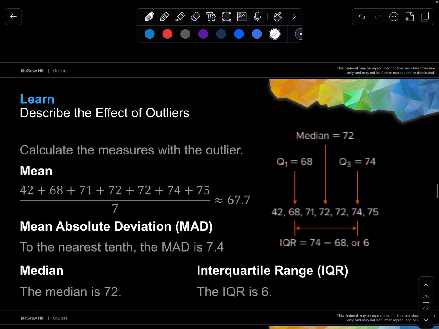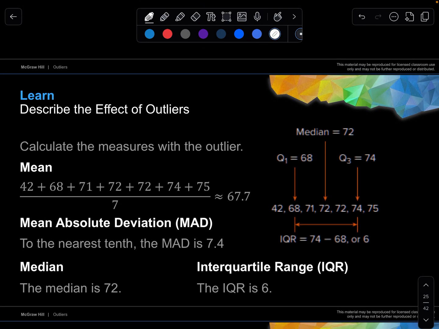Now, to calculate this, we have to find our measures with and without the outlier. When we do our measures, we figure out that the mean is 67.7. If you draw either your number line or your table and look at the deviations from the mean, you'll determine that the mean absolute deviation is 7.4. The median of this data is 72 and the IQR is 6.